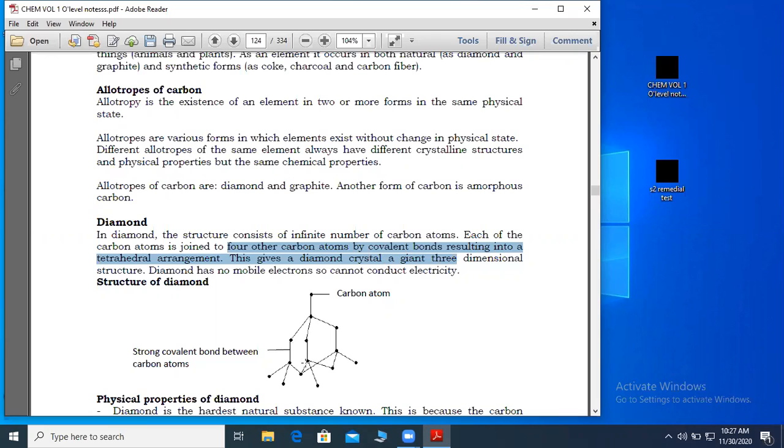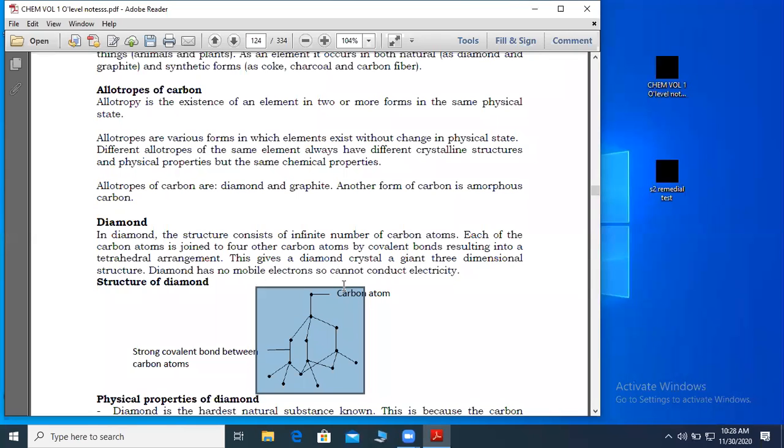So if each carbon atom, look at where I put my dot, this carbon atom is joined to 4 other carbon atoms by covalent bonds. This is the first one, this is the second one, this is the third one, and this is the fourth. But remember, each covalent bond is formed by sharing 2 electrons. So each carbon atom donates an electron to the formation of the bond. So it means carbon uses all its 4 electrons in the outermost shell for forming covalent bonds with other carbon atoms in diamond.